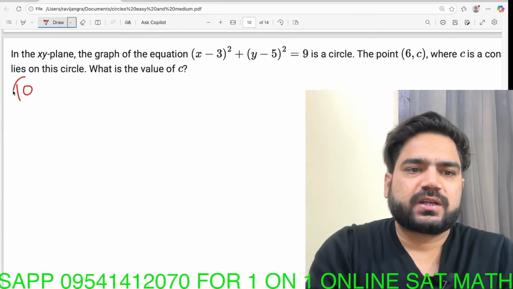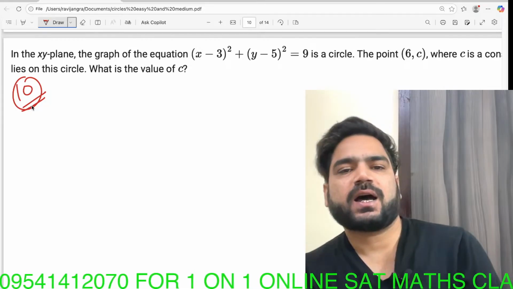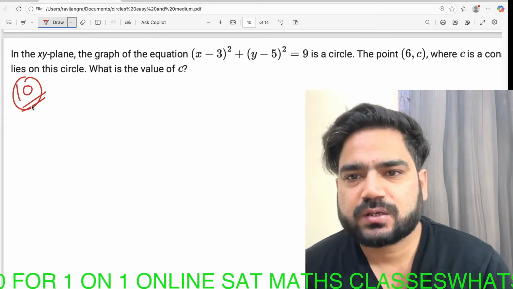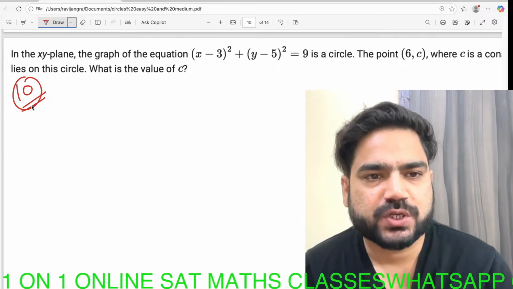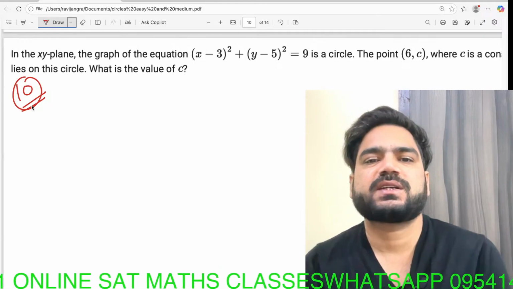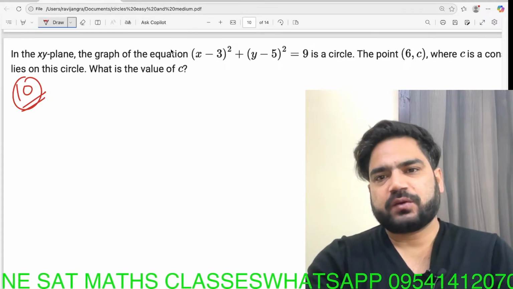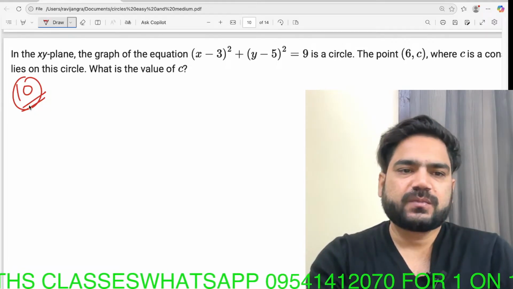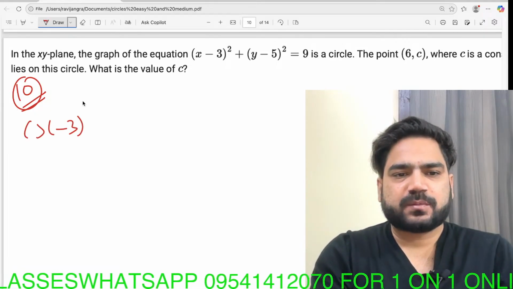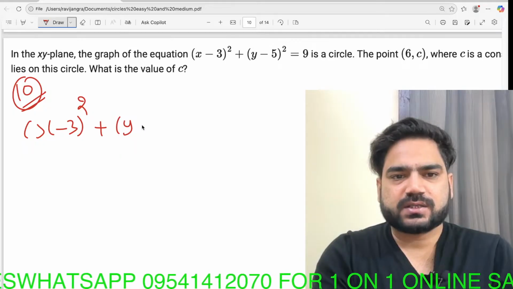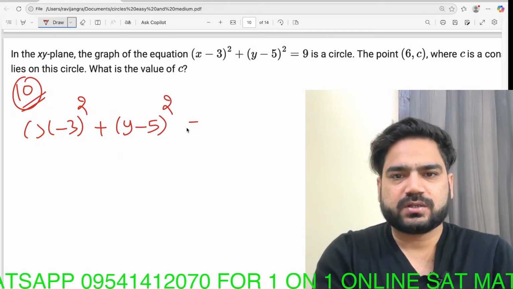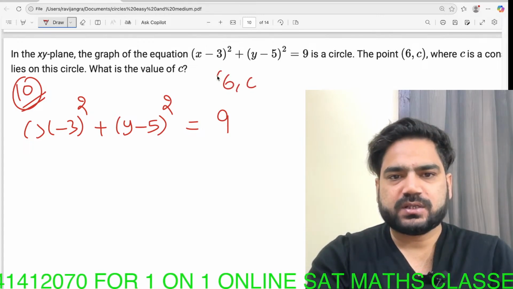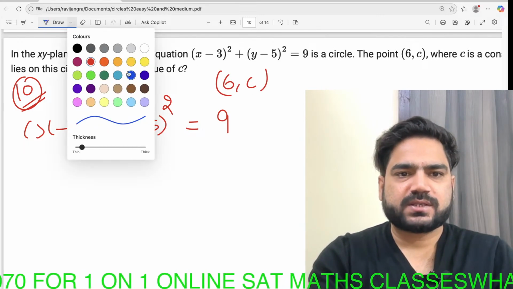Next, the 10th question. In the xy plane, the graph of the equation is a circle: (x minus 3) whole square plus (y minus 5) whole square is equal to 9. The point (6, c), where c is a constant, lies on the circle. What is the value of c? They have given the equation of a circle and one point lying on the circle.